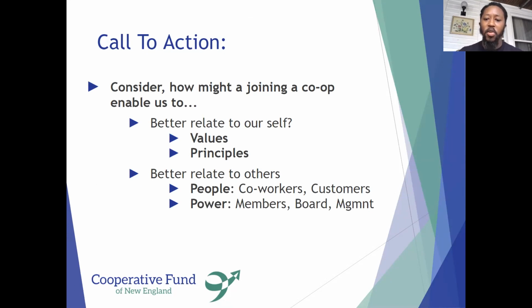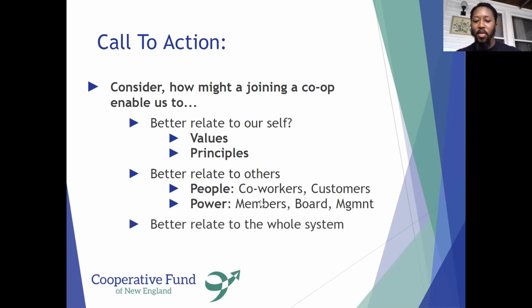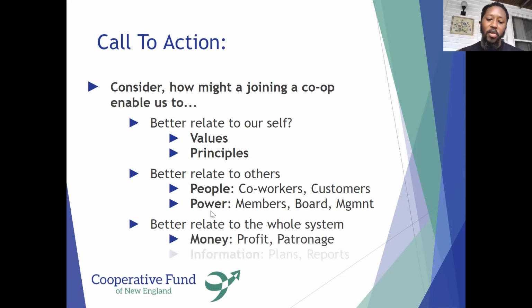How is joining a co-op or becoming a co-op going to help you better relate to those people and stakeholders? And how is it going to help you better relate to the whole system, in terms of money in a capitalist system, profit or patronage, or information? Engaging in the process of planning from strategic to marketing to whatever else, and the reports that are generated by that, we have to increase our ability with the team to understand these things.